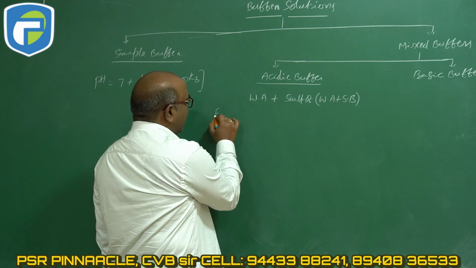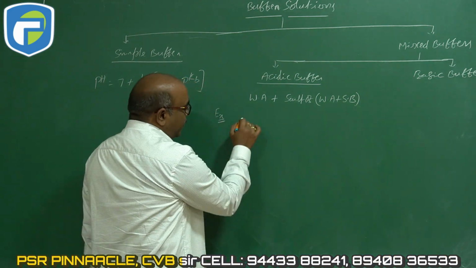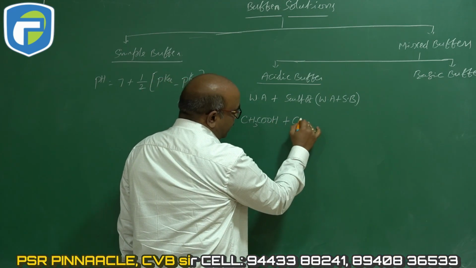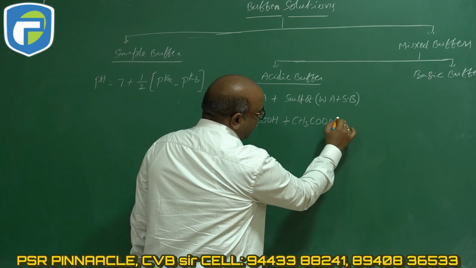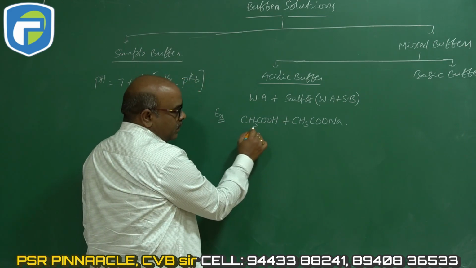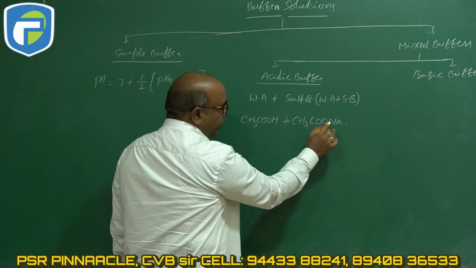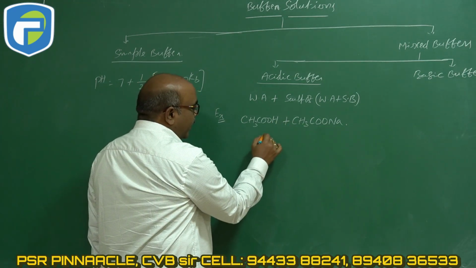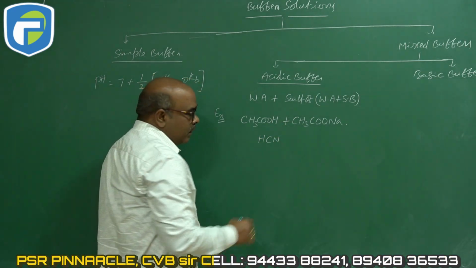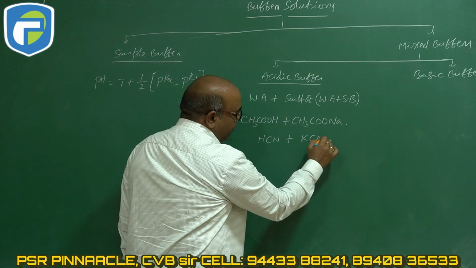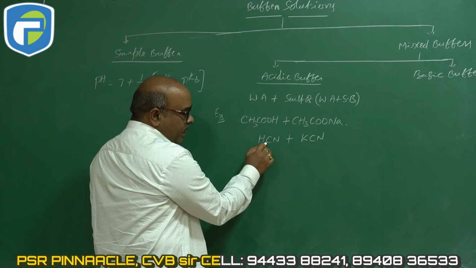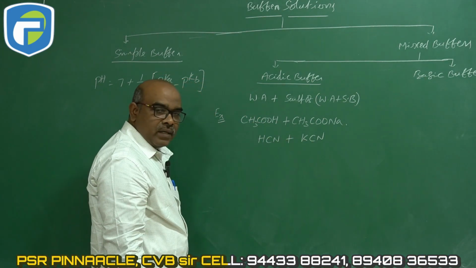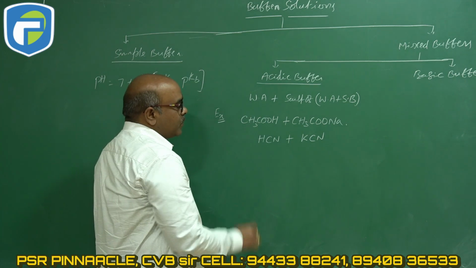For example, by direct combination, CH3COOH is mixed with CH3COONa, and it acts as a buffer. This is a weak acid and this is a salt of the weak acid with the strong base NaOH. So this acts as a buffer. Similarly, HCN is a weak acid and KOH, KCN. When this weak acid reacts with KOH, the salt KCN is formed, so that acts as an acidic buffer.